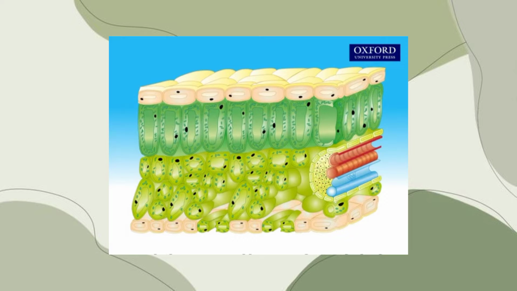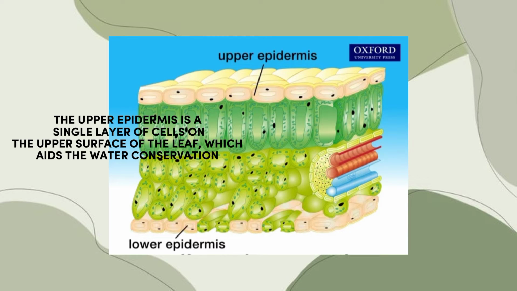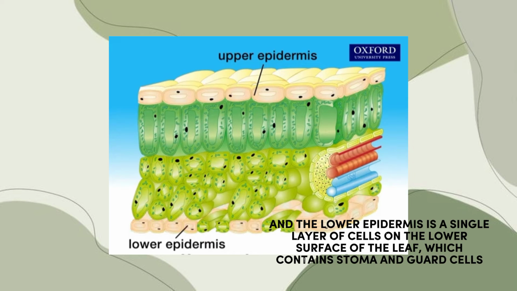Both the upper and lower surfaces of a leaf are covered by a layer of cells called the upper epidermis and lower epidermis. The upper epidermis is a single layer of cells on the upper surface of the leaf, which aids water conservation. And the lower epidermis is a single layer of cells on the lower surface of the leaf, which contains stomata and guard cells.